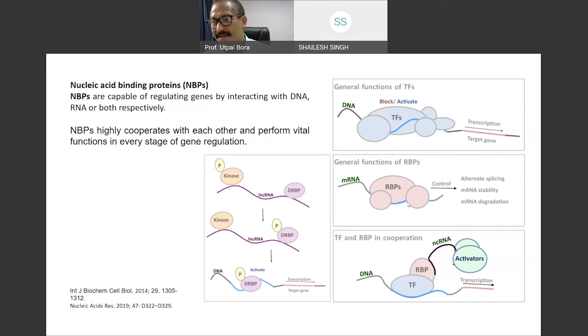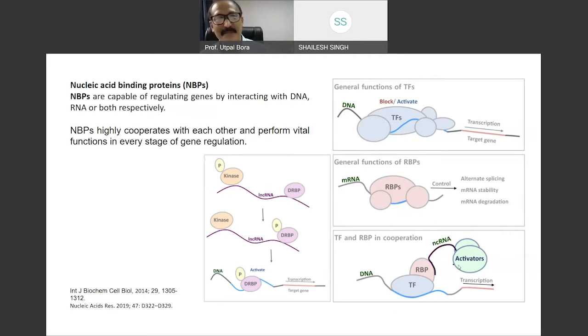And you can see here the non-coding RNA, one small molecule is being taken, which binds to this RNA binding protein, which forms a complex with the transcription factor, which binds to the DNA, and the non-coding RNA binds to activators. This is a very complex geometry or assembly, as you can see. This is what we were speaking about, the cooperativity between the nucleic acid binding proteins.